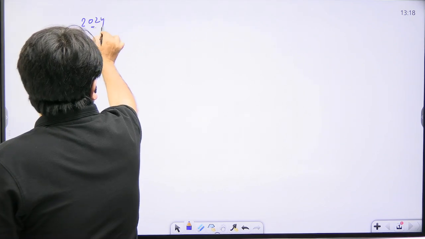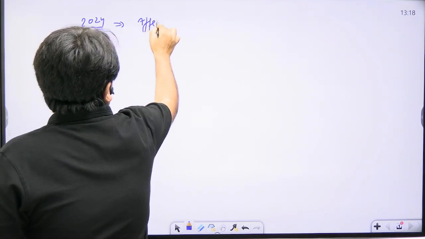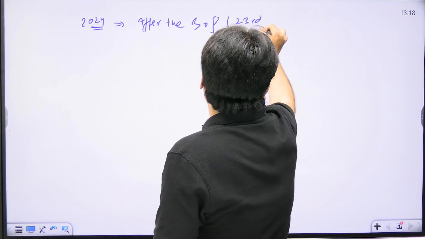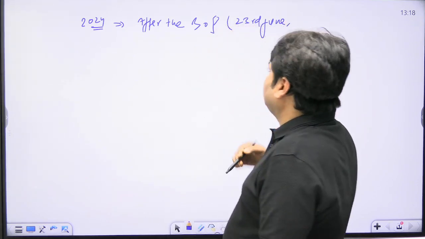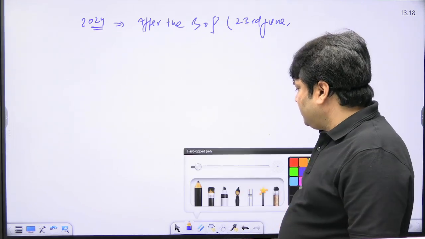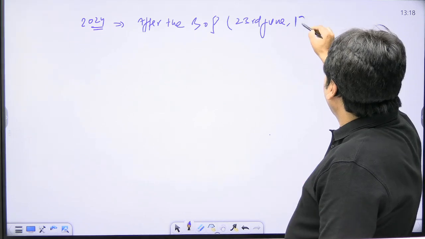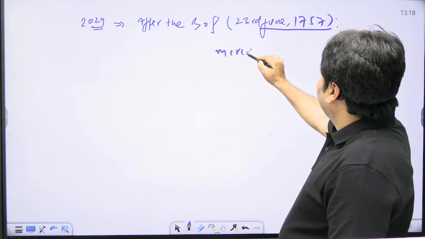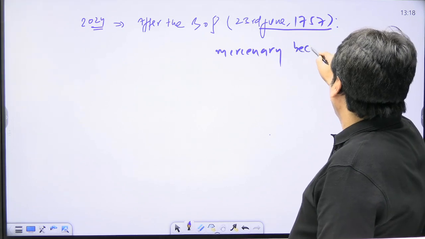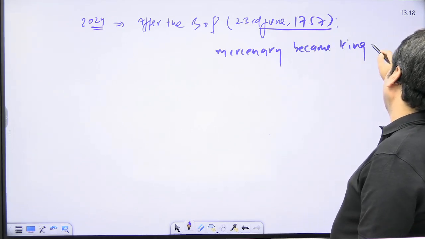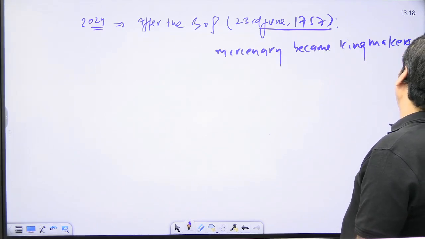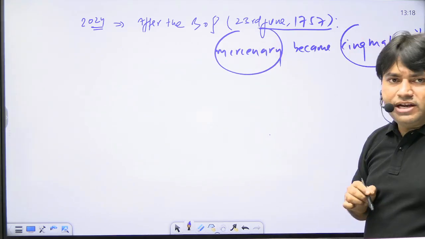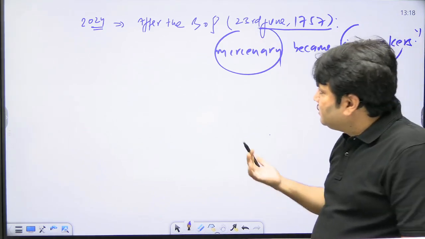The 2024 question: after the Battle of Plassey, it means we are talking about a very famous battle that was fought in history, on 23rd June 1757, right? After this Battle of Plassey, mercenary became kingmakers. This is the question. So there are two words, mercenary and kingmakers, that you need to highlight. Okay, Battle of Plassey you need to highlight.